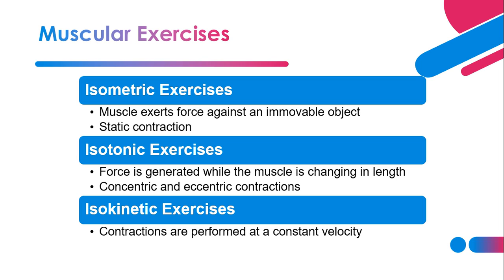Isometric exercises: a muscle contracts isometrically when it exerts force against an immovable resistance. Although tension develops within the muscle, the length of the muscle remains relatively constant, and there is little to no movement in the joint. Therefore, it's referred to as a static contraction.